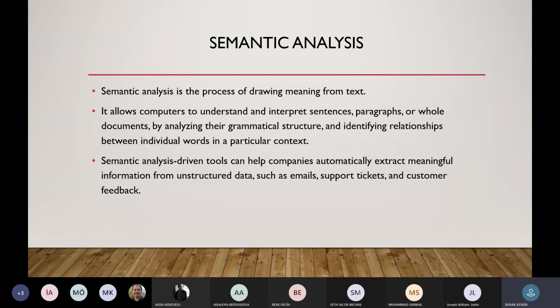It allows computers to understand sentences, paragraphs, or whole documents by analyzing their grammatical structure and identifying relationships between them. Semantic analysis driven tools can help companies automatically extract meaningful information from unstructured data, such as emails, customer feedback, etc. How does it work?